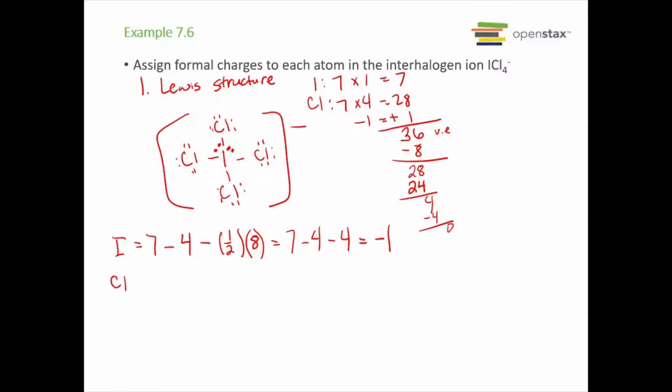Each chlorine is going to have the same formal charge: 7 valence electrons, minus 6 lone pair electrons, minus 1/2 times 2 bonding electrons, equals 7 minus 6 minus 1. That equals 0. So if we add up -1 plus 4 zeros, we get -1, and that is our overall charge. So the formal charge on iodine is -1, and the formal charge on each of the chlorines is 0.